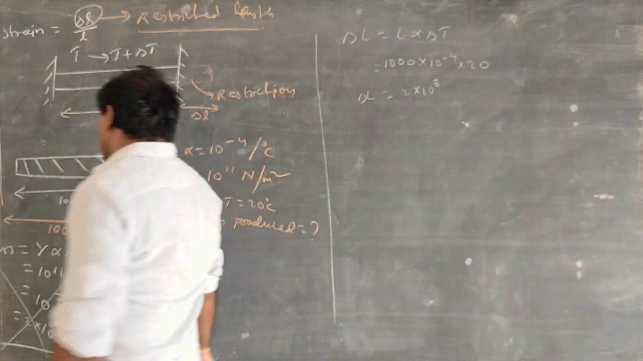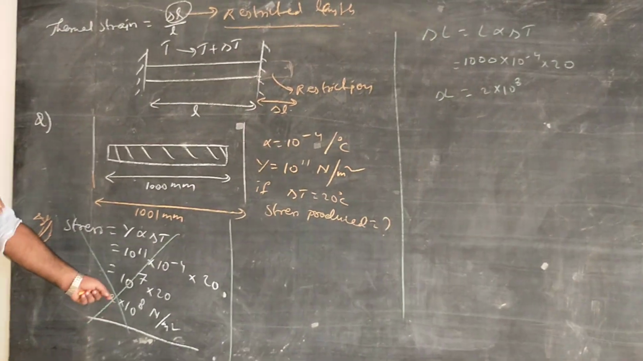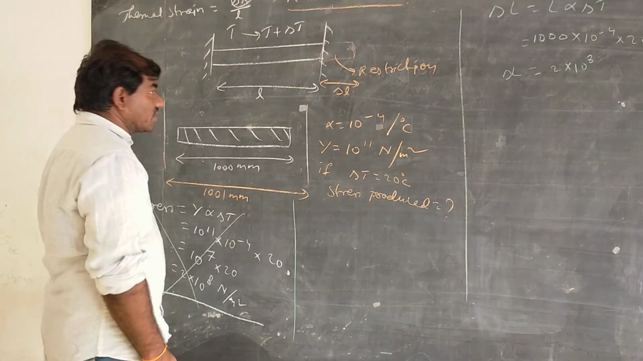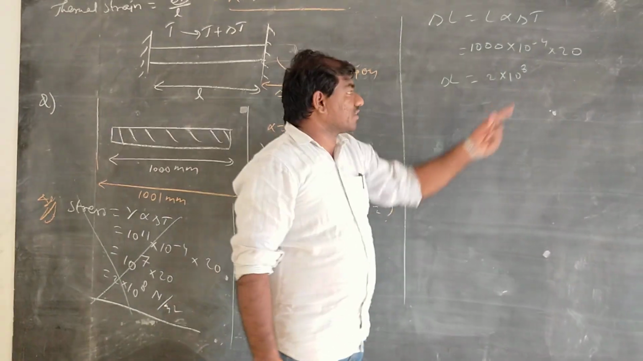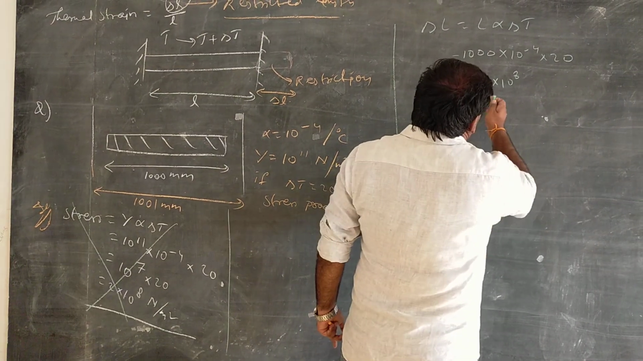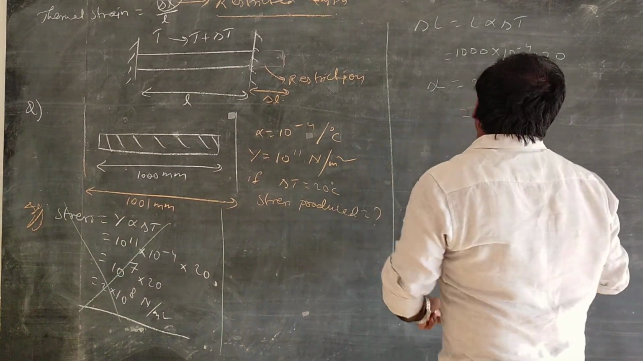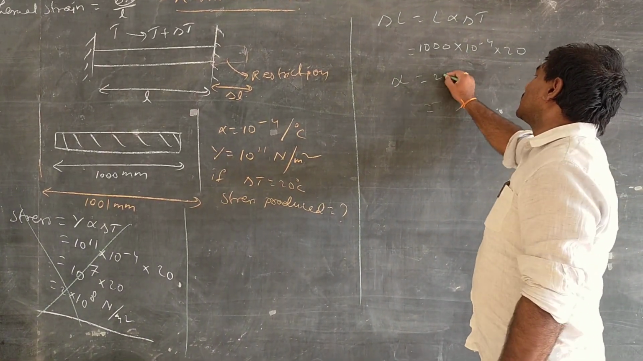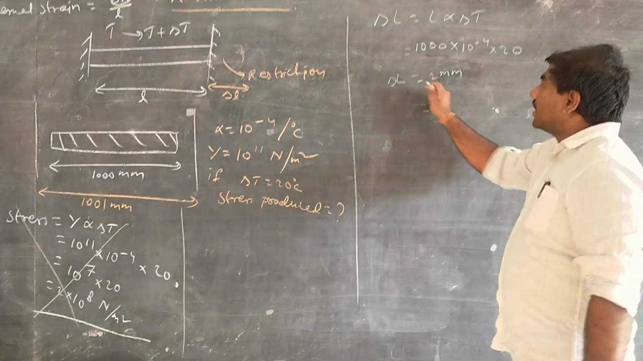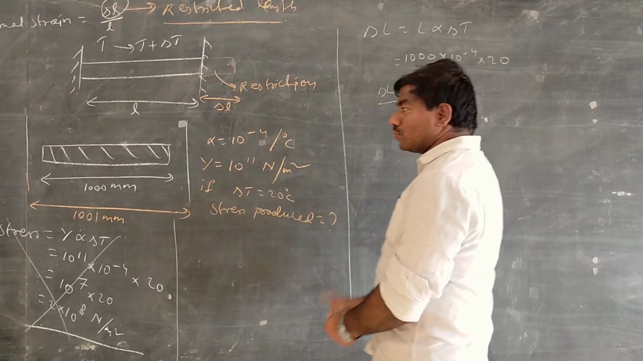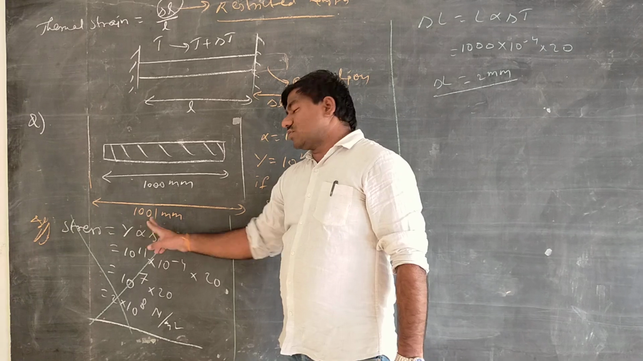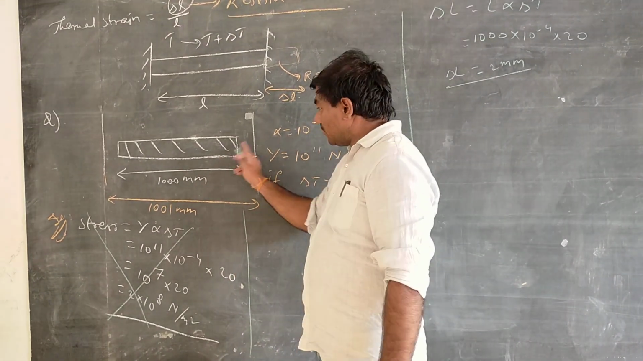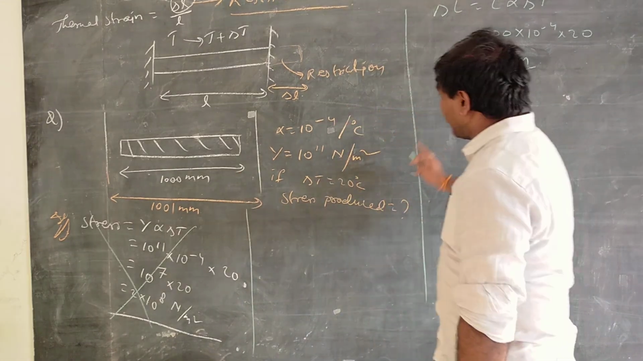But what is the restricted part here? How much is the restricted part? The restricted part is nothing but how much you restricted actually. Simply, L alpha delta T is nothing but 2 millimeters. So delta L is coming out to be 2 millimeters, right? But it's not 2 millimeters here. It is 1001. So how much is the restricted length? That means you are allowing it to expand 1 millimeter, but you are stopping 1 millimeter from expansion.